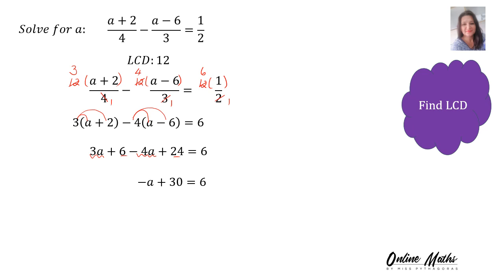And then let's solve for a. 30 walks across, it becomes 6 minus 30, which is negative 24. And then I don't want negative a, I want a. Therefore, I divide both sides by a negative, and I end with a is equal to 24.